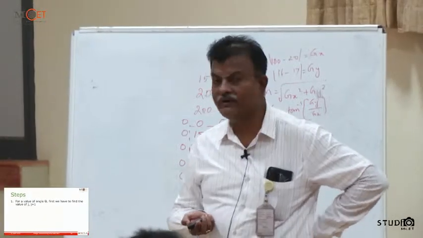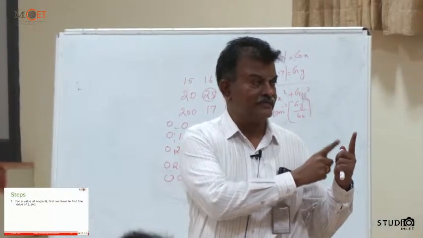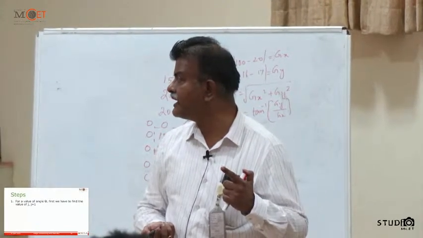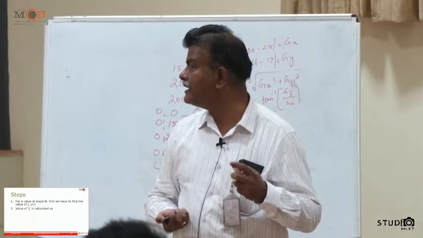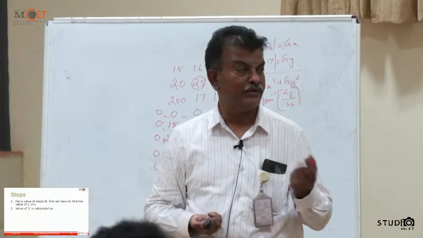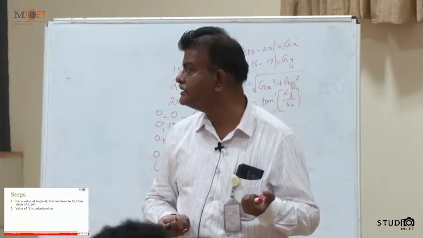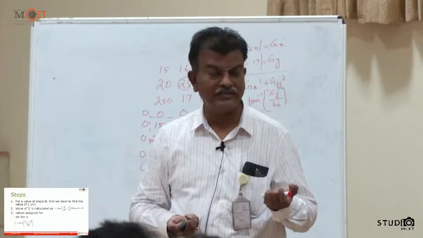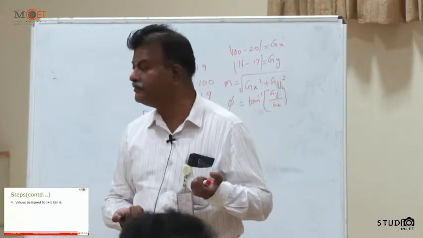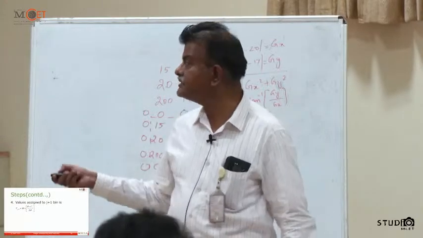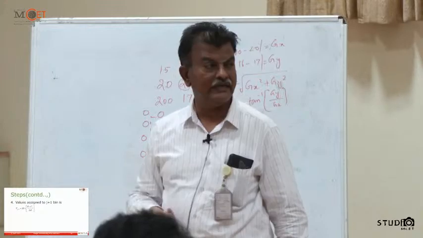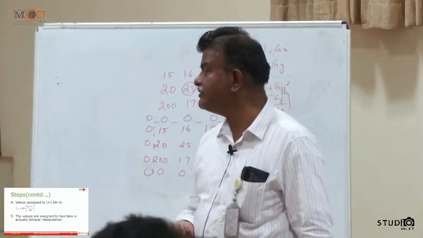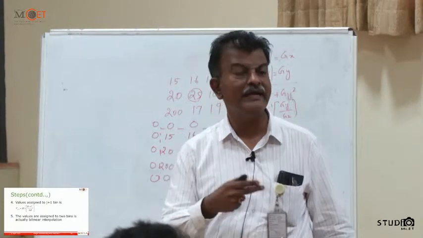Angle of theta, you have to find what is the value that is left. Theta is plus 20. Value assigned for the j formula. Value assigned. Magnitude values are but two, bilinear.